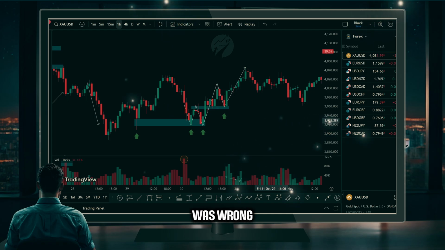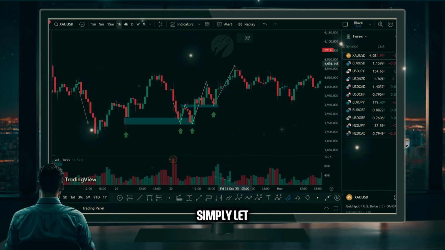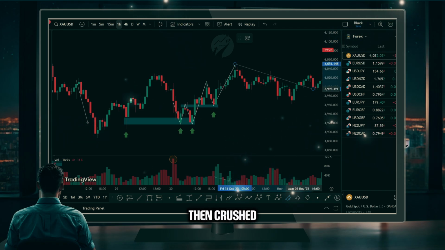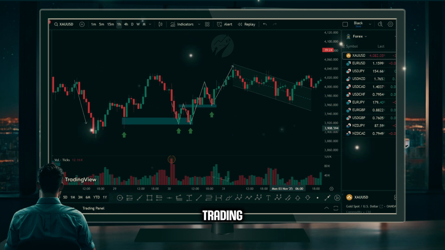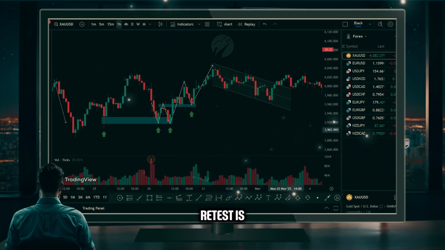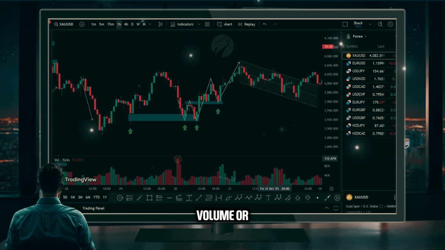But I was wrong. The next candle reversed everything. Sellers weren't weak. They simply let buyers rise a little, then crushed them. From that moment, I learned the most important lesson of breakout trading. A break without a retest is not a real break. A break without structural confirmation, volume, or price behavior is just a trap.